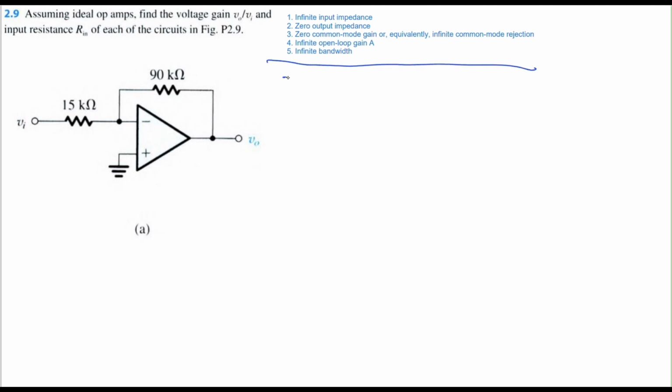Over here I've written down the ideal op amp properties, which will be important for this problem, and we'll review them as we work through it. This first one is pretty straightforward. We just have an input voltage, an input resistance, and a resistor connecting between the negative terminal and the output terminal and our output voltage. Because the voltage is entering the negative terminal, we know that this is an inverting op amp.